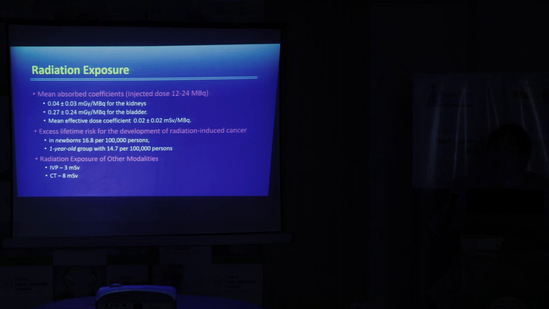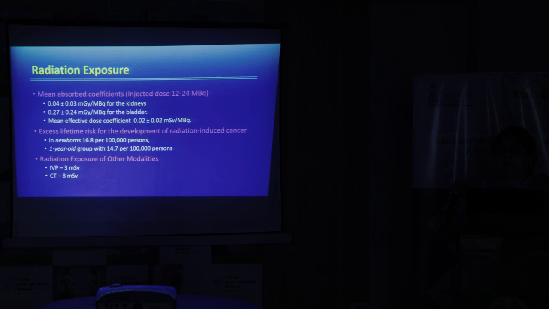The radiation exposure of a DTPA scan, like I said, is from a radioisotope which you are injecting intravenously. The injected dose is about 12 to 24 megabecquerel, so about 1 to 2 millicuries of tracer. If you compare, an IVP will give you something like 3 millisieverts, right? Whereas a DTPA would give you something like 0.03 milligray per megabecquerel, so your mean effective dose is about 0.02 millisieverts per megabecquerel.